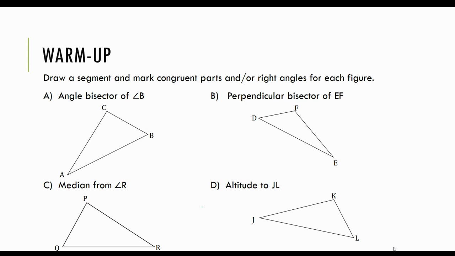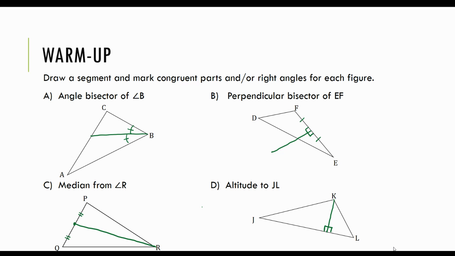Go ahead and pause the video and try the warm-up where I want you to draw a segment and mark the congruent parts or the right angles in each figure. So these were the pictures. Remember, an angle bisector means that we're dividing an angle into two equal pieces because it's talking about angle B. Well, then I want to draw it through B where we have angle B being broken up into two equal pieces.